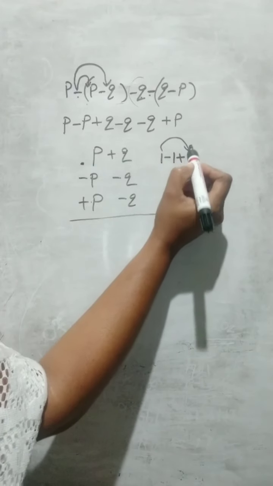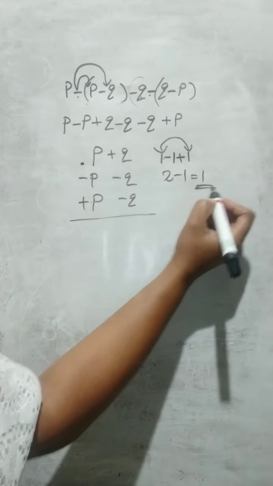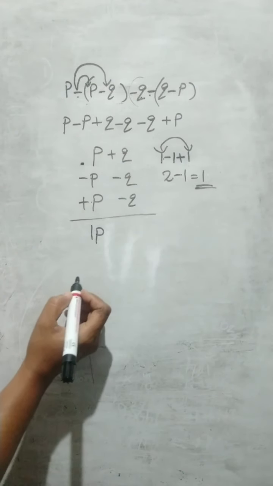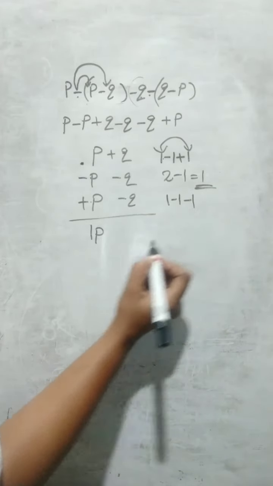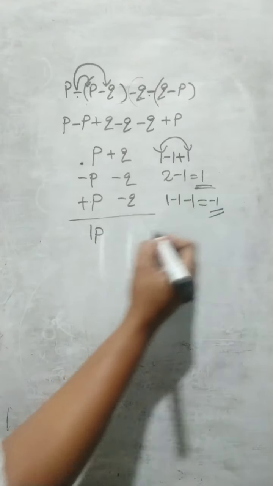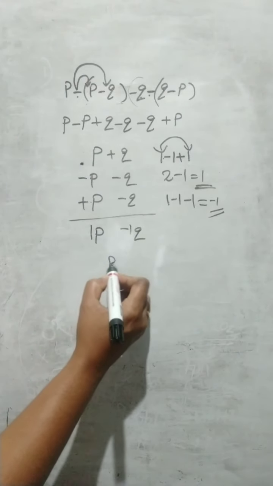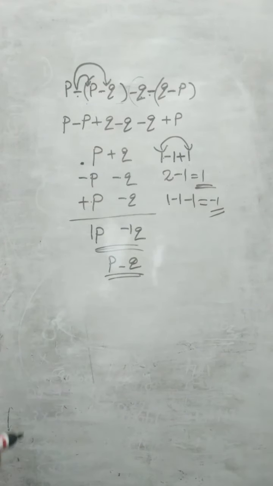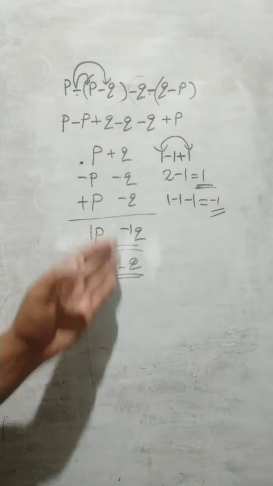Here the positive numbers are 1 and 1. 1 plus 1 is equal to 2. From this 2 we have to subtract, that is 2 minus 1. Then 1 is the answer. So 1p. Then next +1, then -1, again -1. That is 1 minus 1, 0, 0 minus 1, -1 itself. So -1q. We can avoid this 1. So p minus q is the answer. Got it? P minus q. Here 1 is there, we can write without the 1. We have to take care of the sign.